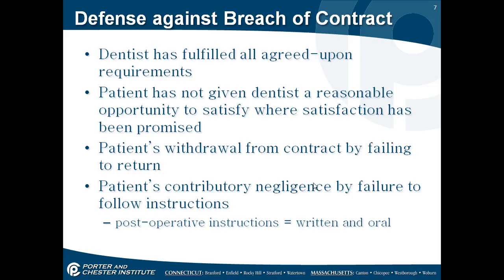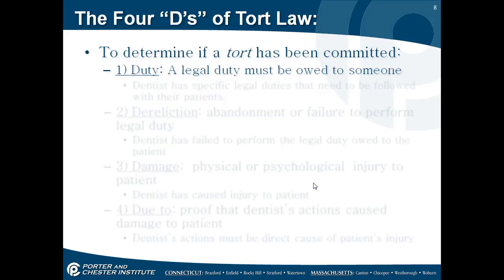Defense against breach of contract. The dentist has fulfilled all agreed-upon requirements. The patient has not given the dentist a reasonable opportunity to satisfy where satisfaction has been promised. Patient's withdrawal from contract by failing to return. Patient's contributory negligence by failure to follow instructions, for example, written or oral postoperative instructions.